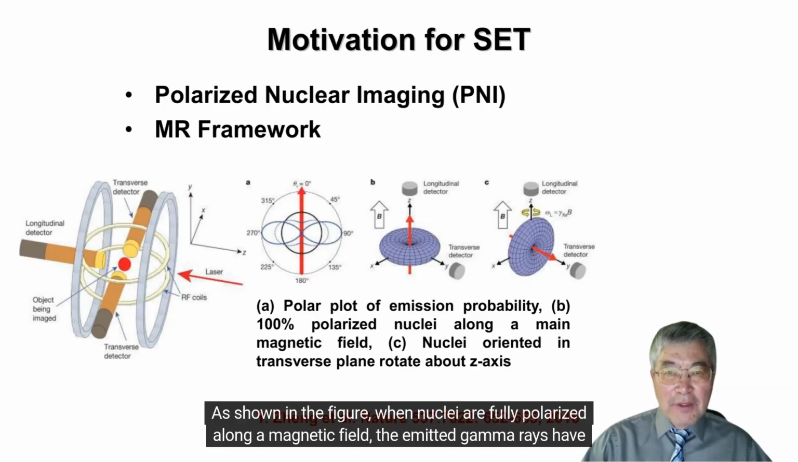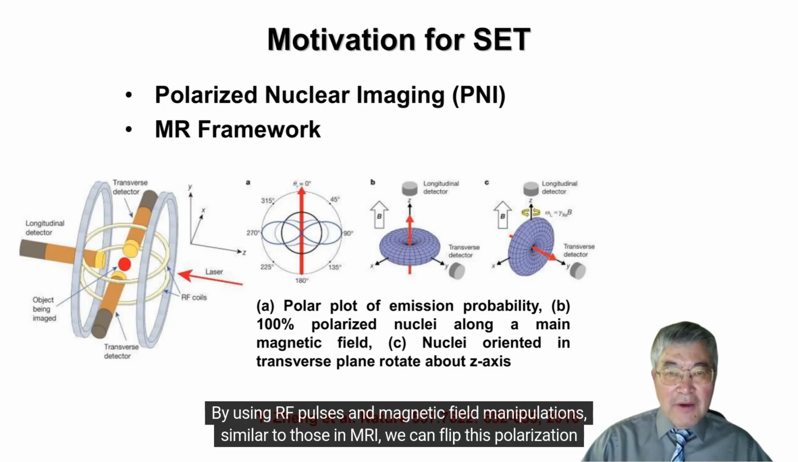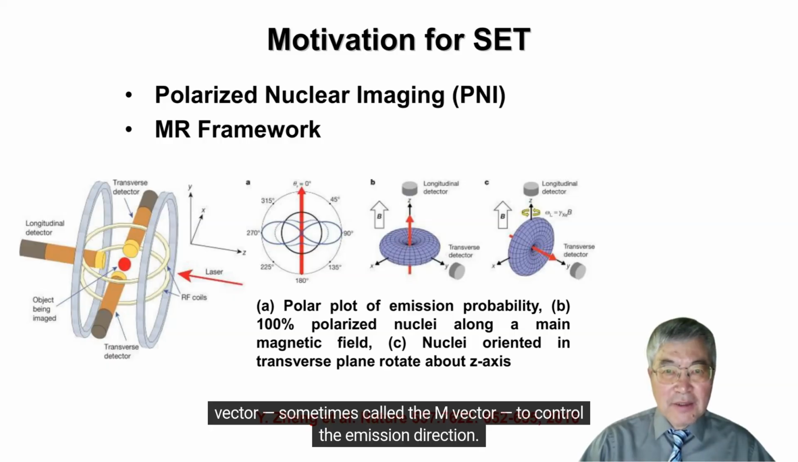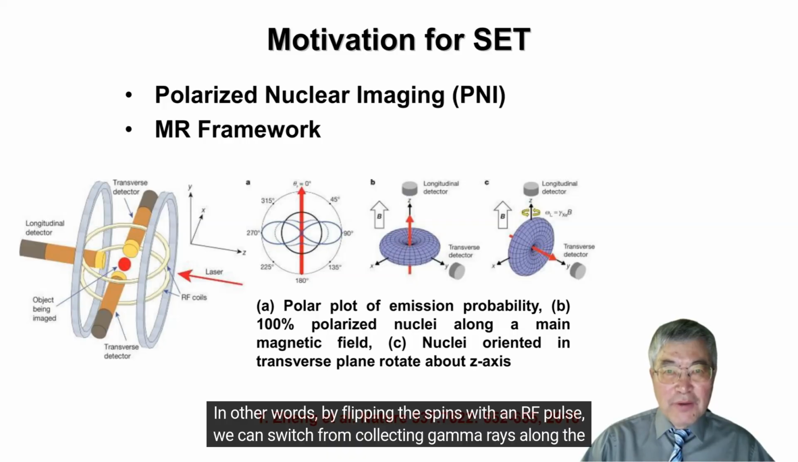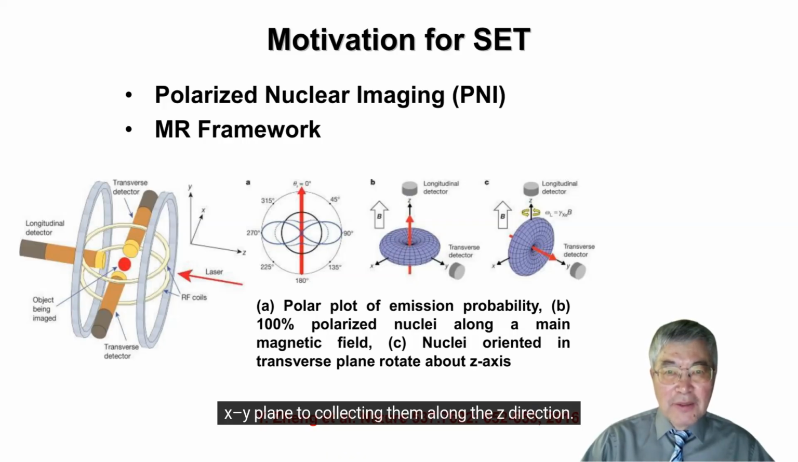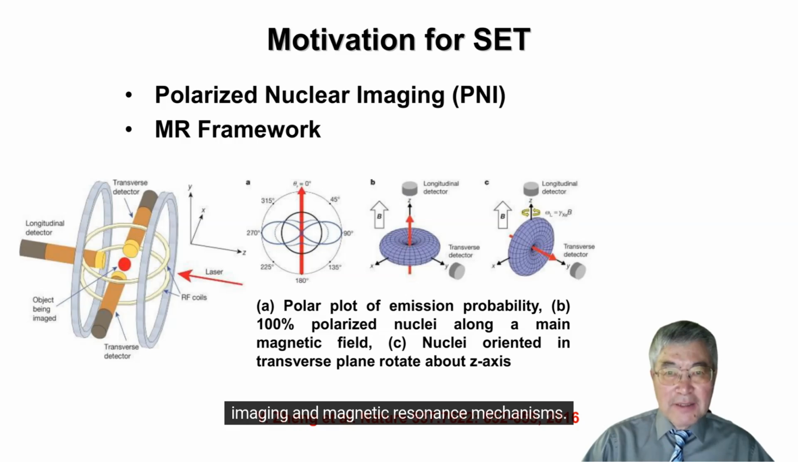As shown in the figure, when nuclei are fully polarized along a magnetic field, the emitted gamma rays have a strong preference for the horizontal direction and almost none are emitted vertically. By using RF pulses and magnetic field manipulations, similar to those in MRI, we can flip this polarization vector, sometimes called the M vector, to control the emission direction. In other words, by flipping the spins with an RF pulse, we can switch from collecting gamma rays along the XY plane to collecting them along the Z direction. This enables us to encode spatial information into the atomic spin orientation, essentially merging nuclear imaging and magnetic resonance mechanisms.